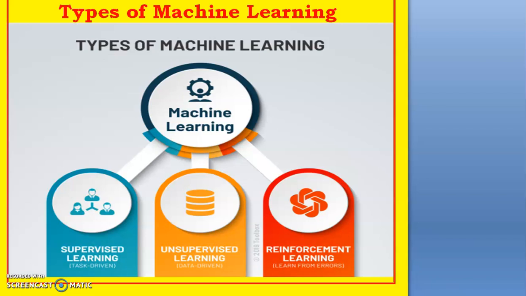In the previous video on types of machine learning, we have seen the types of machine learning, that is supervised learning, unsupervised learning and reinforcement learning. In the previous video, we have also covered the types of supervised learning. Now in this video, we will be seeing unsupervised learning and reinforcement learning. Actually, unsupervised learning is data driven. On the other hand, reinforcement learning is learning from error.